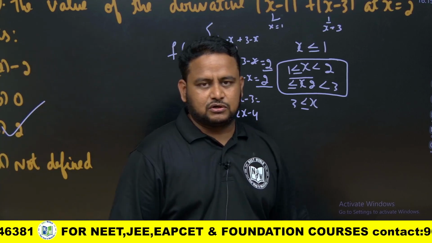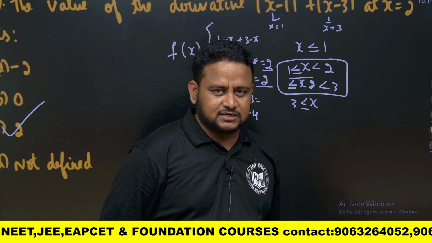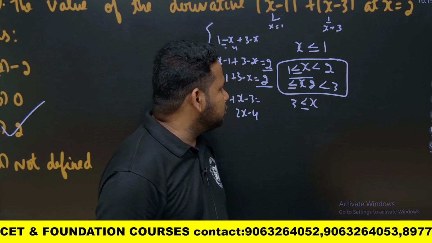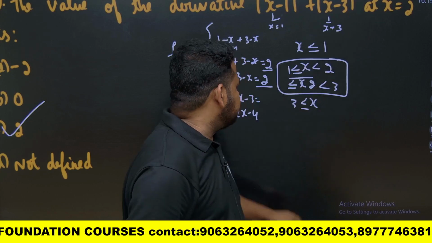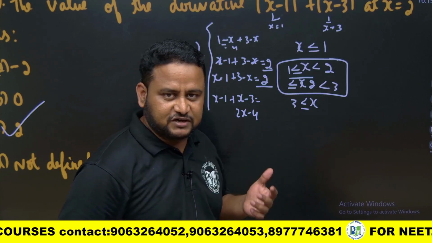That is how you solve the question. That is if x is less than or equal to 1, if x is greater than or equal to 1 but less than 2, if x is greater than or equal to 2 but less than 3. That is how you solve the question at x equal to 2. So, we got the answer as 2, the derivative of the function is 2. This is how you split the function and solve it.